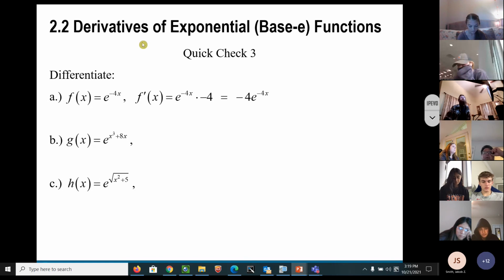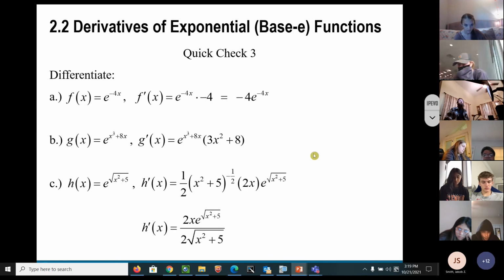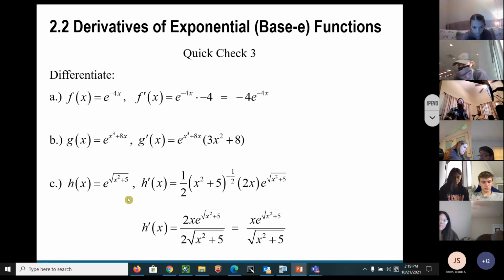Negative 4 e to the negative 4x. And e to the x cubed plus 8x, the 3x squared plus 8 times that. And this one is, whoa, they didn't factor it. Wait a minute. They didn't. Oh, wait a minute. There it is. x e to the square root of x squared plus 5 divided by the square root of x squared plus 5.